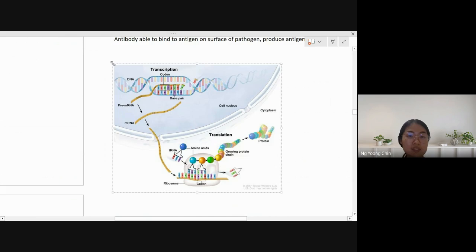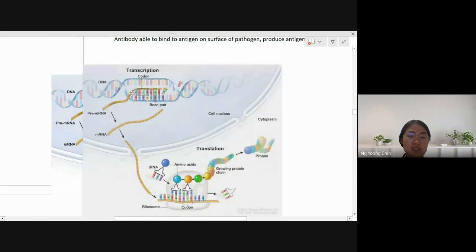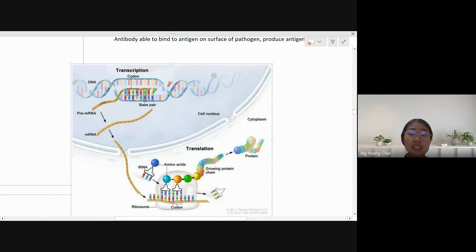Okay, we learned this before, right? This is inside the cell nucleus. Inside the cell nucleus, they have the DNA. Okay, what is DNA? DNA stores the genetic information.